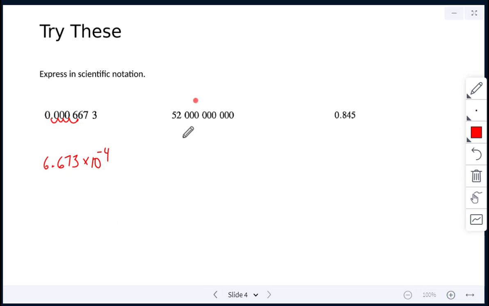The next one here, we're moving our decimal place to make that 5.2. So 1, 2, 3, 4, 5, 6, 7, 8, 9, and 10. So 5.2 times 10 to the power of 10. And the last one is 0.845. We just need to move it 1 place to put it here, so it becomes 8.45. Just 1 decimal place. So that becomes 8.45 times 10 to the power of negative 1.